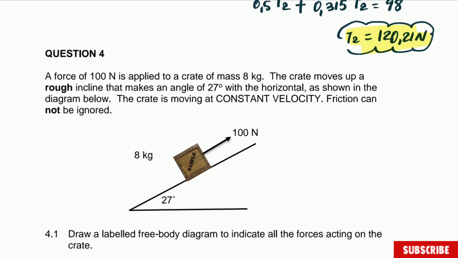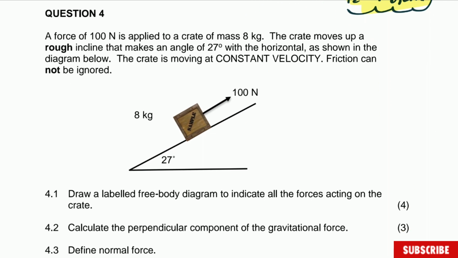Let's go to question 4, and it's going to be the last question of this video. Then we're going to carry on with question 5 and the rest of the question paper. Question 4 says a force of 100 Newton is applied to a crate of 8 kilograms. The crate moves up a rough incline that makes an angle of 27 degrees with the horizontal, as shown in the diagram below. The crate is moving at constant velocity. Friction cannot be ignored. So constant velocity, once more we are going to be working with Newton's first law.